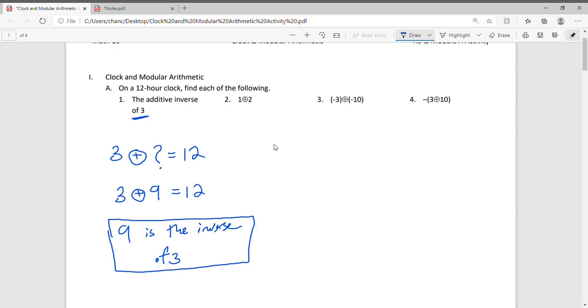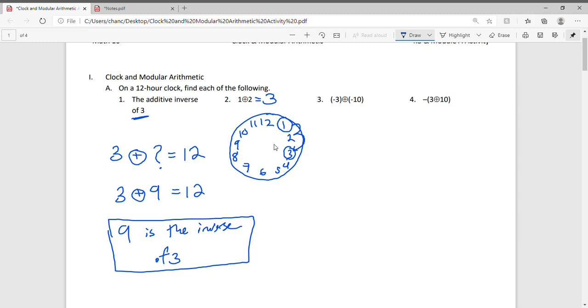For question 2, we're asked, what's 1 plus 2 in clock arithmetic? So we'll draw our 12-hour clock. Now we're starting at 1, and we're just adding 2. So we have 1, 2, added to that, we end up at 3. So 1 plus 2 is equivalent to 3 in clock arithmetic.